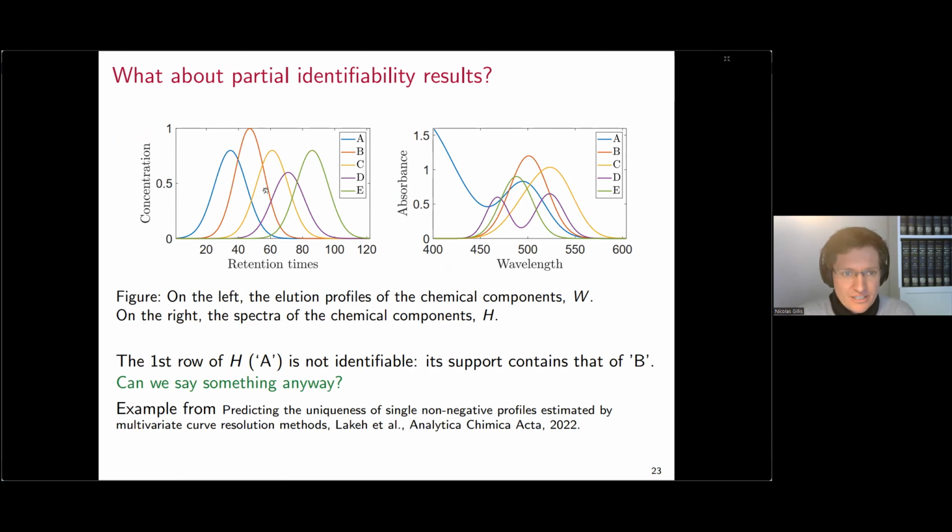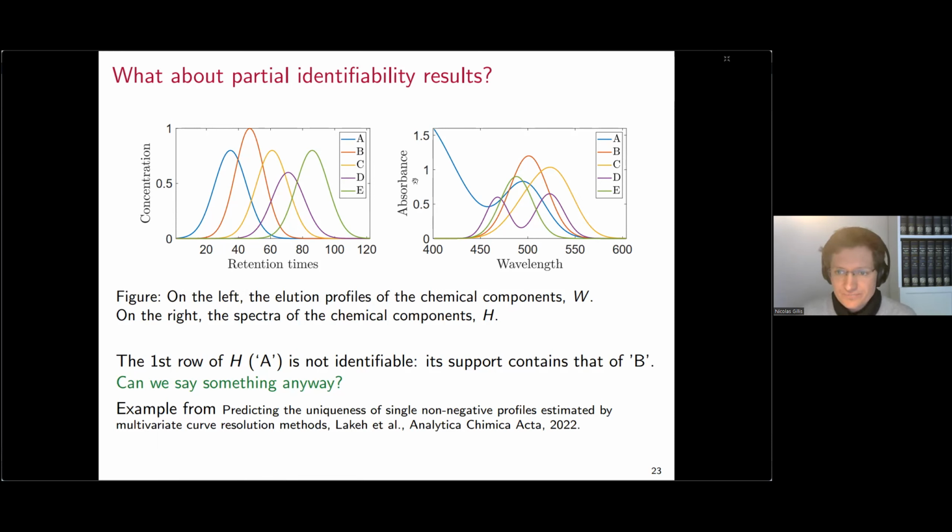For example, here I have data, it's synthetic data coming from the chemistry literature. Each function here corresponds to a column of W, and each function here corresponds to a row of H. Essentially, the matrix X will be the product of this matrix times this matrix, but it's just a visualization here. The blue thing here, for example, is the first row of H, and the blue here is the first column of W.